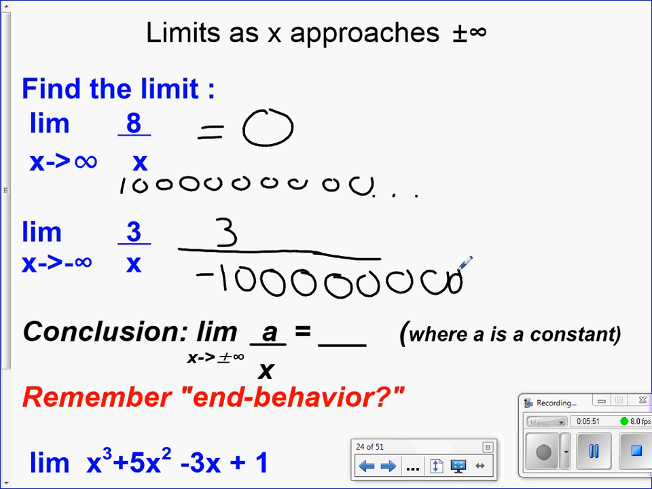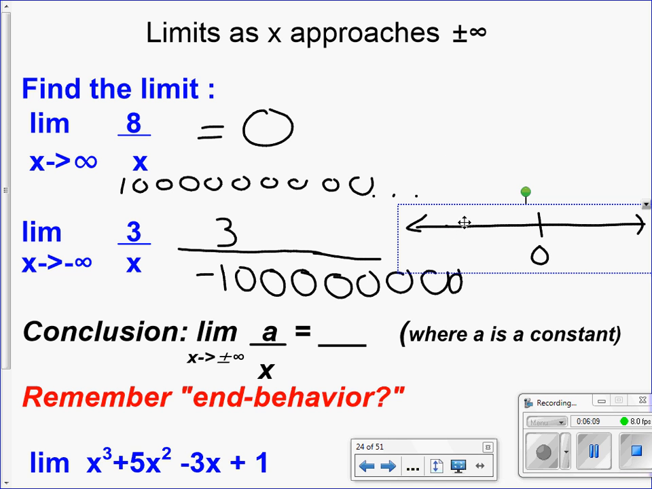Yeah, the magnitude is still getting smaller, so what number are they approaching? Still 0. If you think of the number line, that might help you a little bit. So when you start out putting negative 1 in for x, it's negative 3. But then when you keep making the denominator more and more negative, it makes the value of 3 over x closer and closer to 0, coming in from this side this time. So it is also 0.